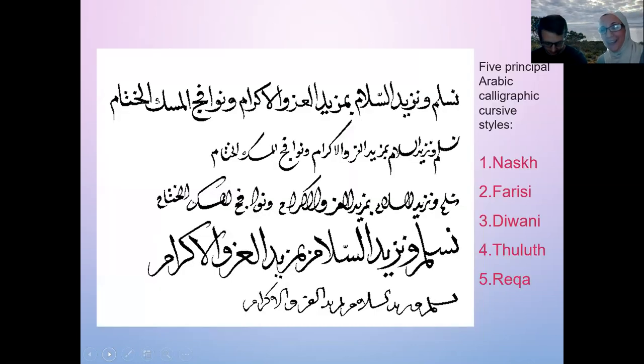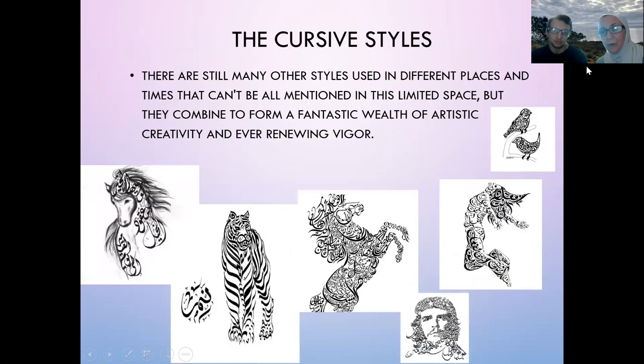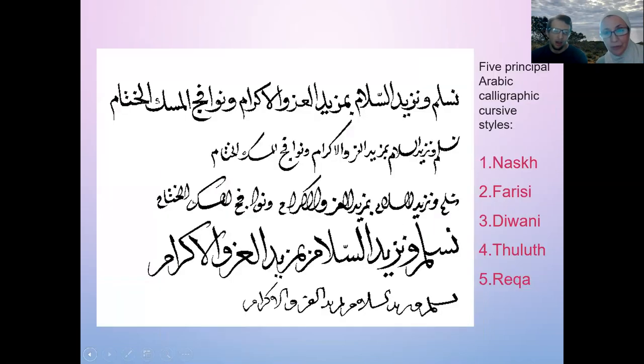Okay, so here. What do you have? I read the same sentence, but a different type of calligraphy. Oh, let's go back. Oh my God. So the first sentence, it's in Nesakh, right? Second one in Farsi. Third one in Diwani. Wow. Fourth one in Thuluth. And the last one in Ruqa.